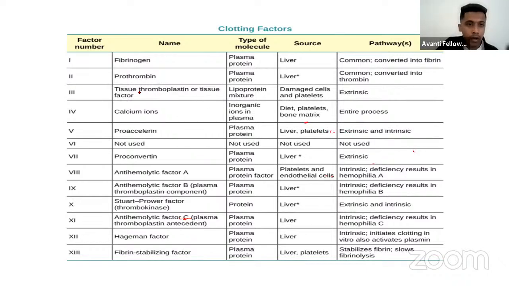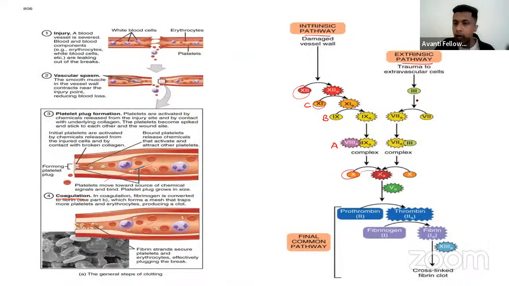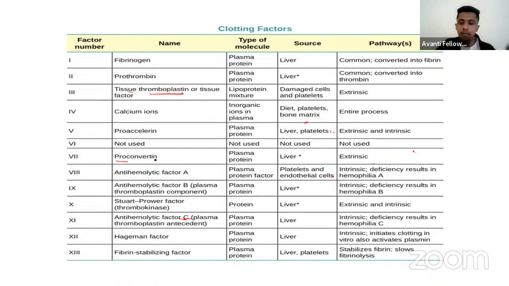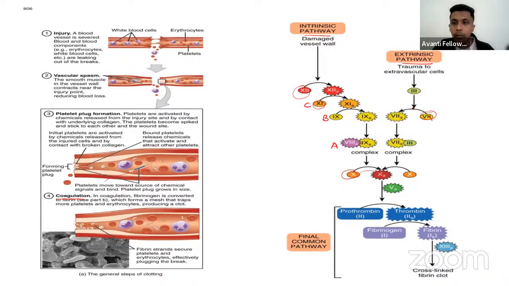Whenever we have the tissue factor or the thromboplastin, this is called factor 3. Factor 3 will help in conversion of inactive factor 7 to active factor 7. So what is our factor 7? Factor 7 is called pro-converting. So the pro-converting will be converted to converting. Now what will happen? The active factor 7 and factor 3, that is your tissue factor and your converting, create a complex.